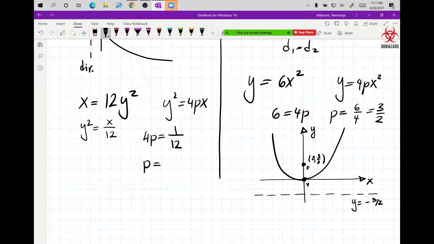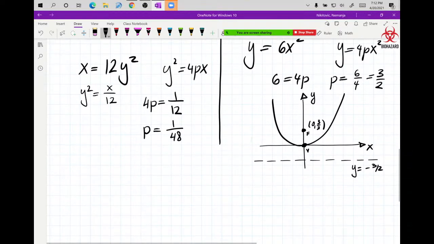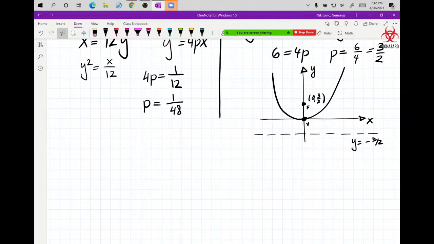P equals 1 over 48. Let me see. Y squared is x over 12, so 4p is equal to 1 over 12. So p alone is, you multiply both sides by 1 over 4, so 1 over 48. Now that's going to be terrible to draw, but such is life.